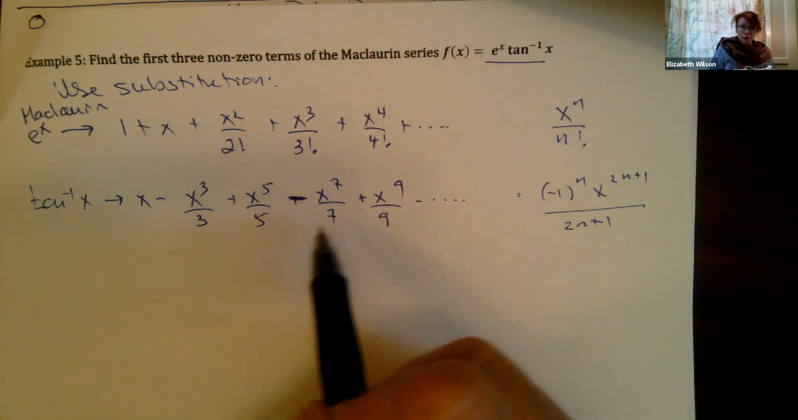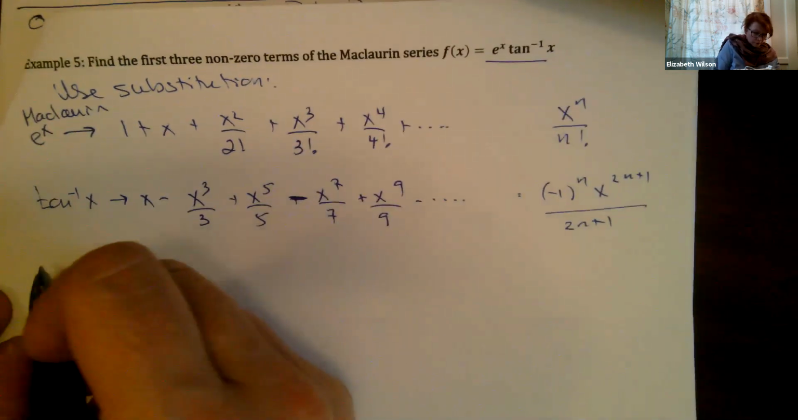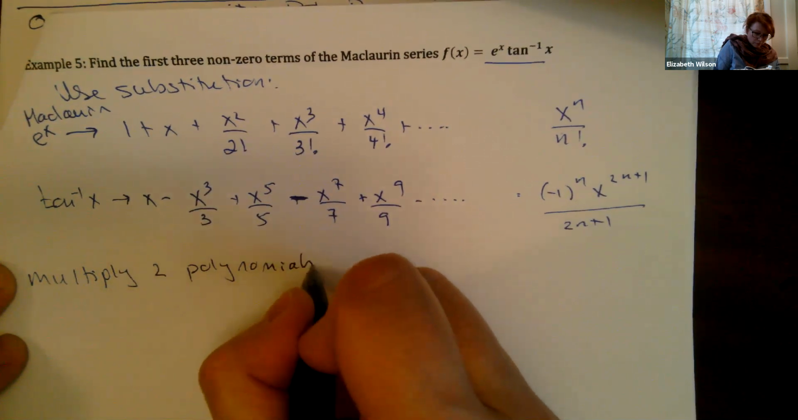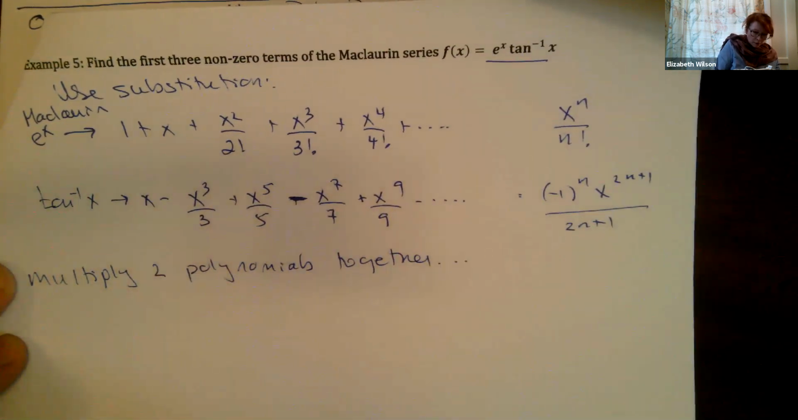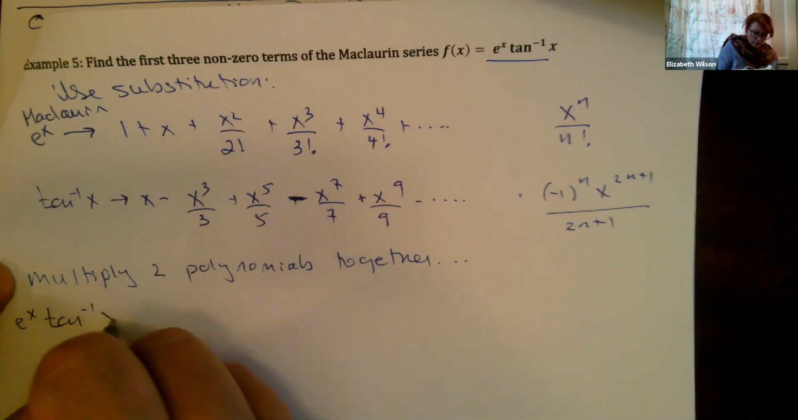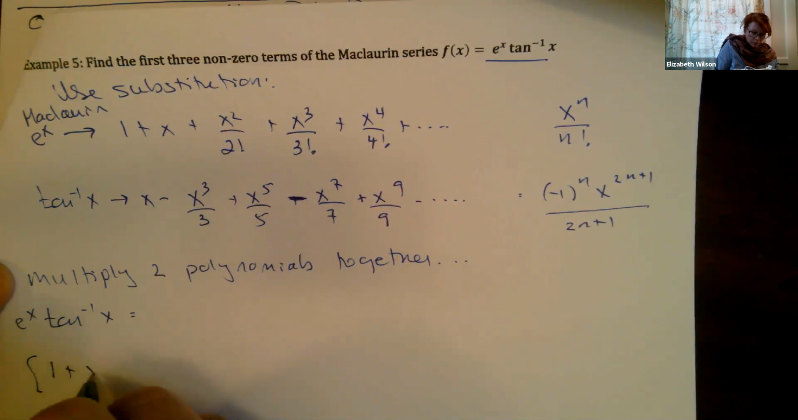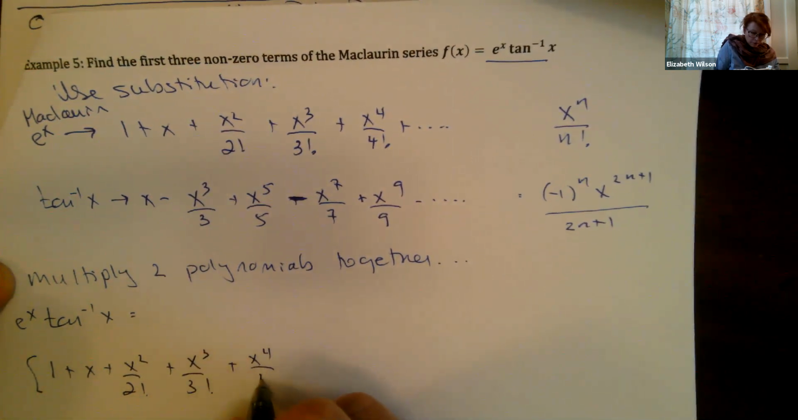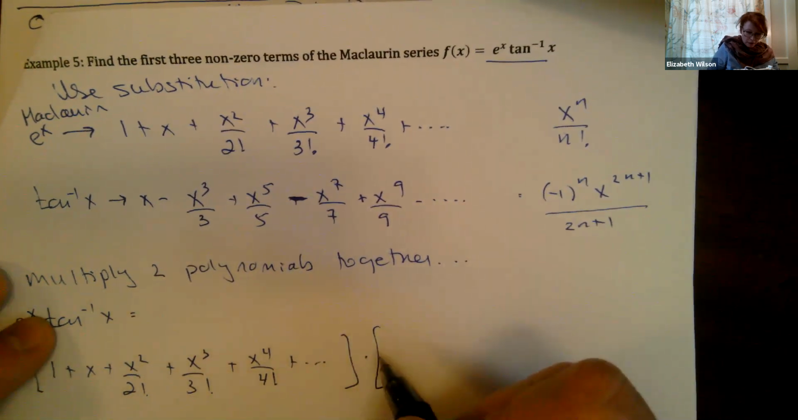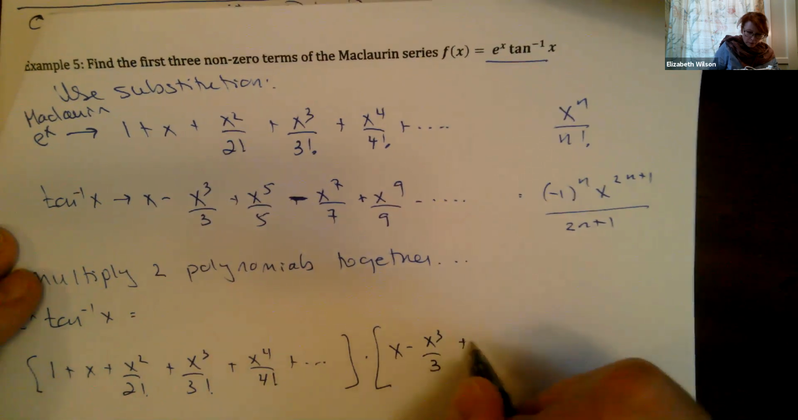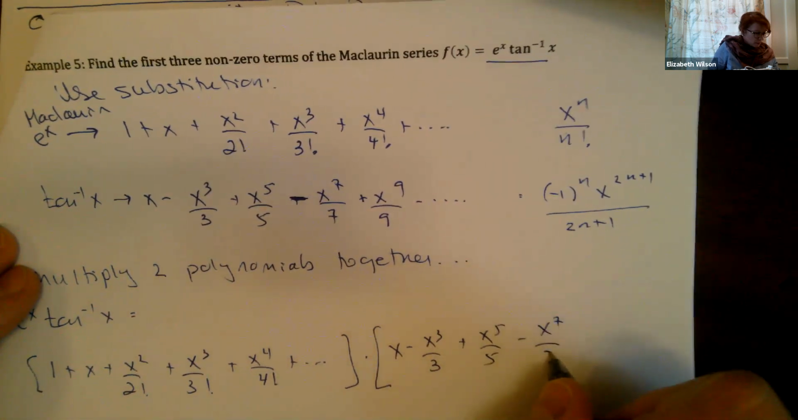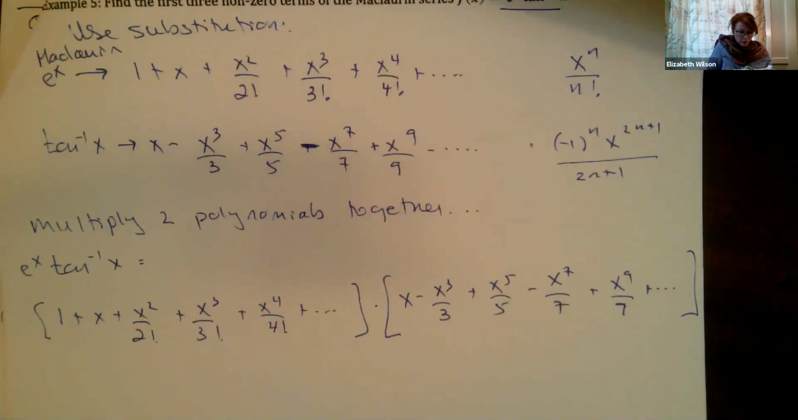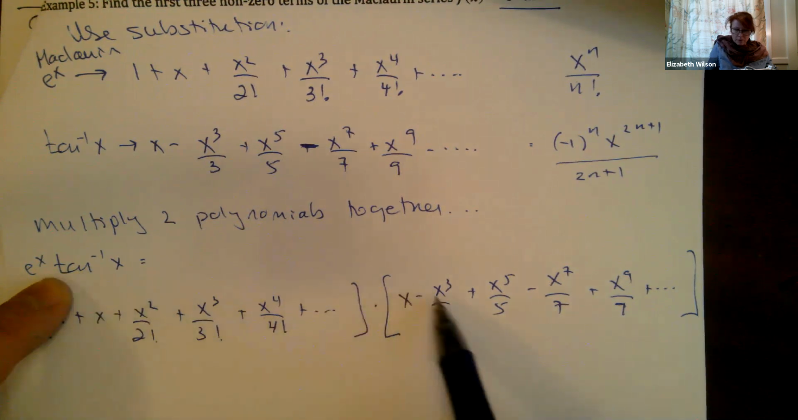So now for e to the x arctangent of x, I'm going to substitute in my Maclaurin for e to the x and my Maclaurin for arctangent, and I'm going to do polynomial multiplication. So e to the x arctangent of x looks like this: e to the x is 1 plus x plus x squared all over 2 factorial, x cubed all over 3 factorial, x to the 4th all over 4 factorial, plus dot dot dot, times arctangent x, which is x minus x cubed all over 3, plus x to the 5th over 5, minus x to the 7th over 7, plus x to the 9th over 9, and so on and so forth. Right? So look what I did. I substituted. This is the Maclaurin for e to the x. This is the Maclaurin for arctangent.